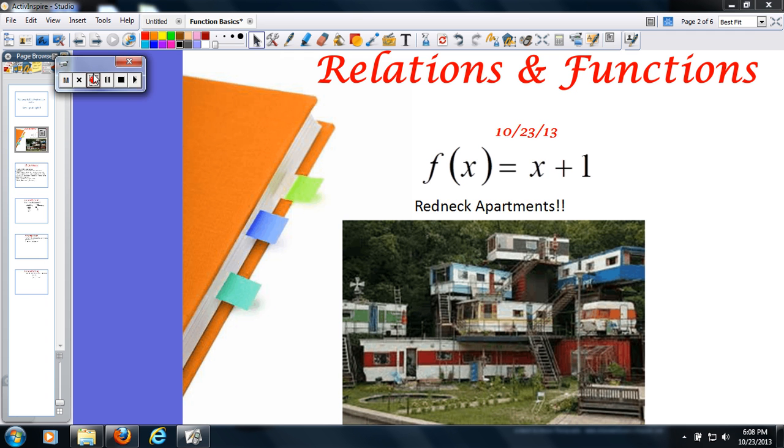We are doing relations and functions. This is kind of going back a little bit prior to what we've already done, but it is important information as well, and it is also going to take us into a little bit of the graphing aspect of functions. Not a lot, but we are going to look at it a little bit anyways. So, we're talking about relations and functions.